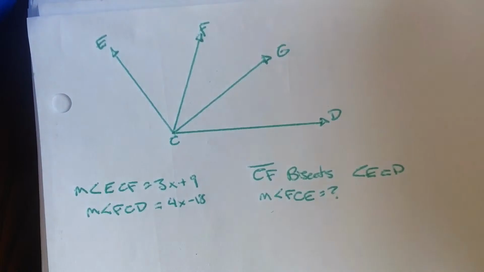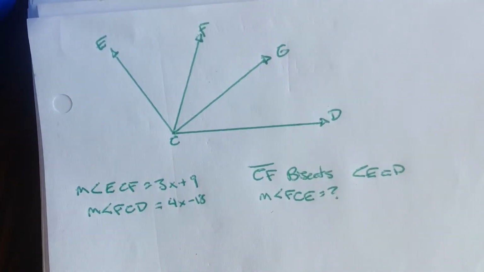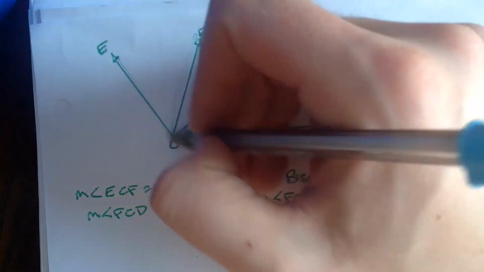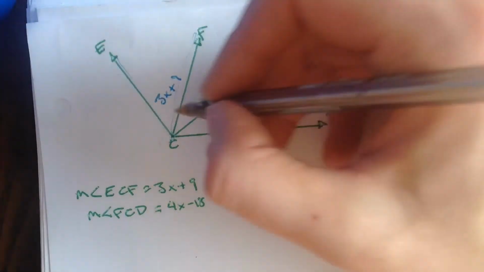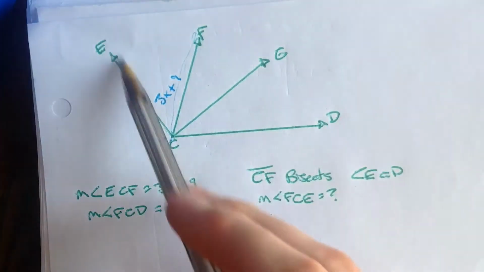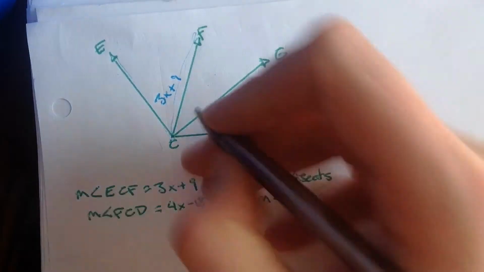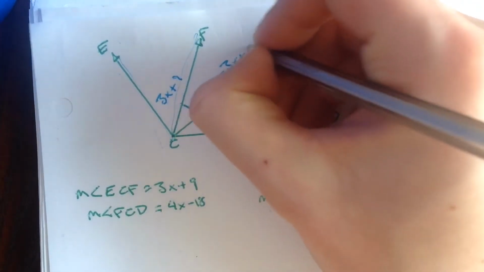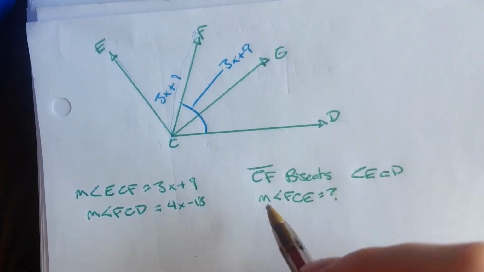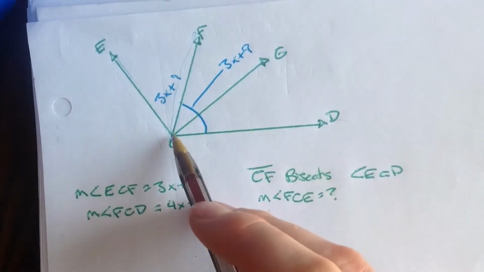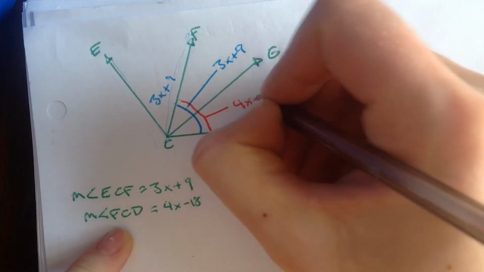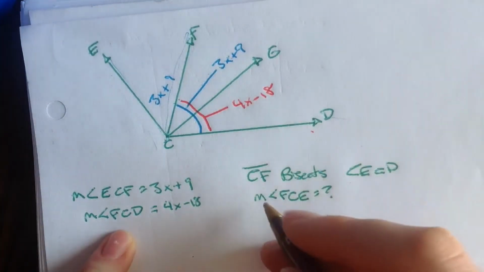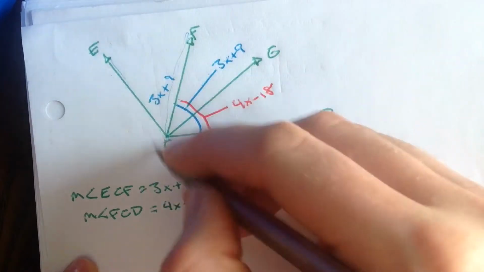Also, for example, if we're given something like this as a diagram, let's say we're given that ECF is equal to 3x plus 9. We're given that CF bisects this entire angle, so that means this whole thing is 3x plus 9 as well. We also know that FCD is equal, so this whole thing as well, is equal to 4x minus 18. And we want to find FCE, so we want to find this little angle.